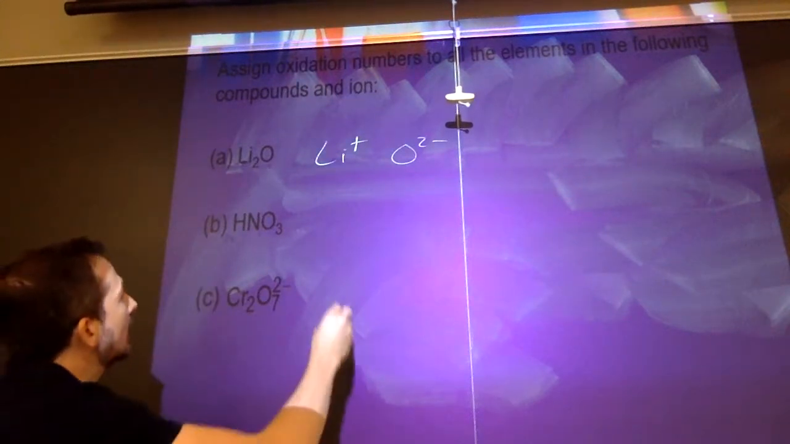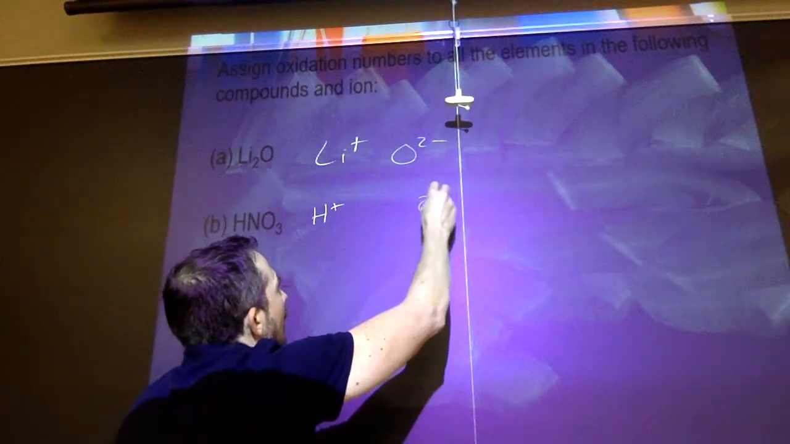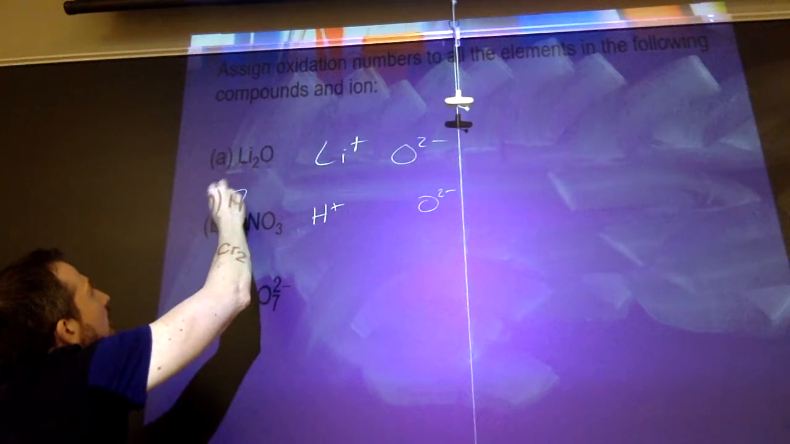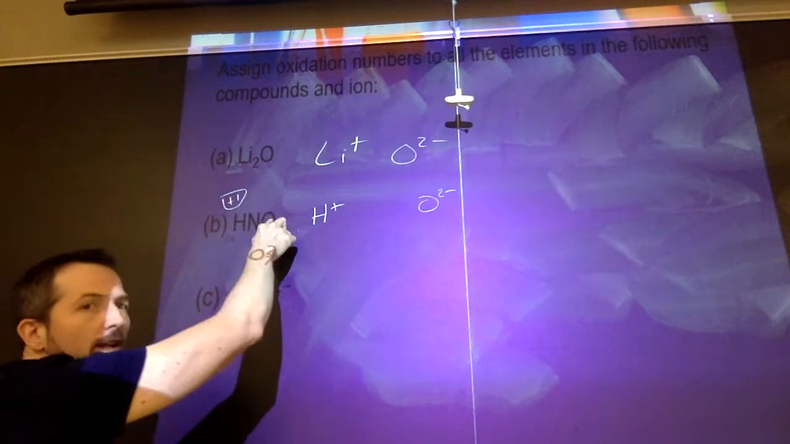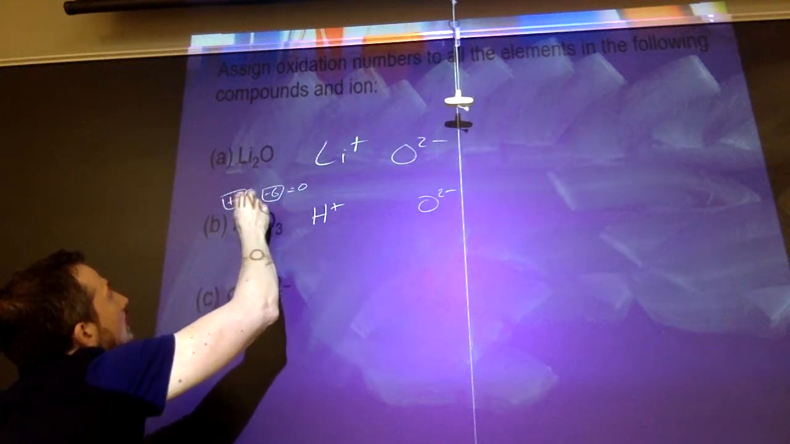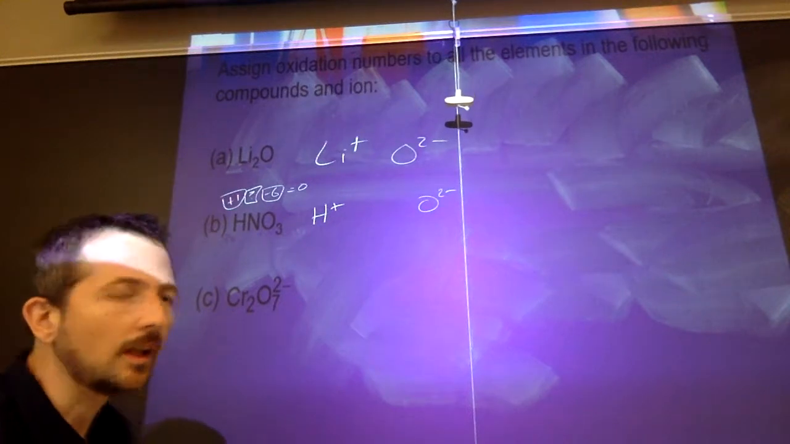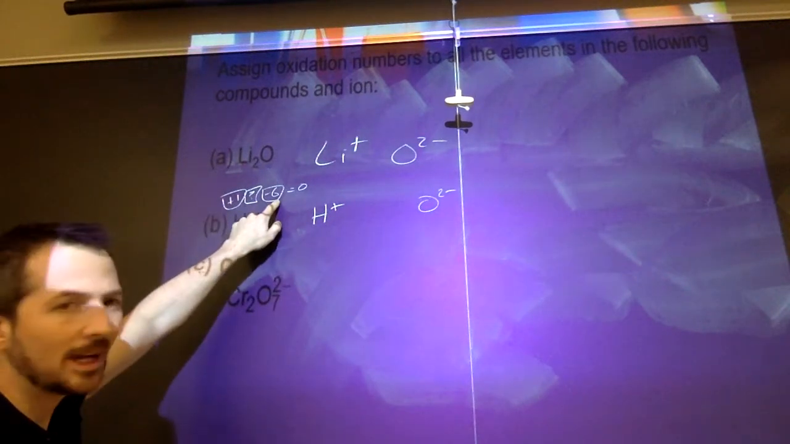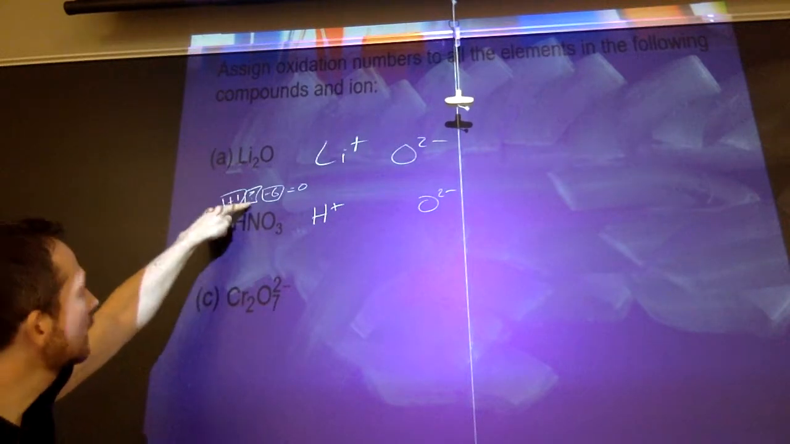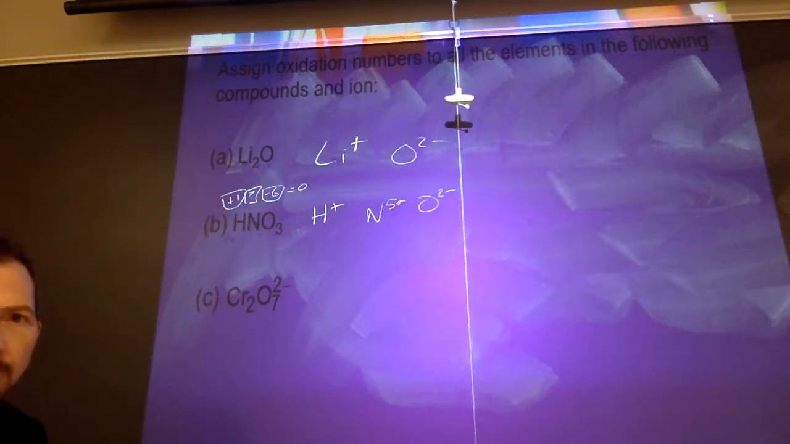calculate that. Okay. So hydrogen I know is a plus. Oxygen I know is a 2-. So if this was a plus, this was a 2-, and 3 of them, that would be a 6-. So what would fit in there? Okay, so I have 1+ and a -6. What would make that equal to 0? A 5+. So in this case, nitrogen is a 5+.